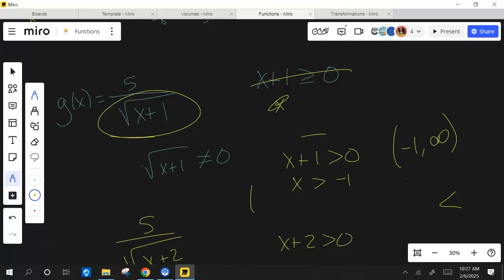It is greater than 0. X plus 1 has got to be greater than 0, not x. Everything under the radical's got to be greater than 0. That's why whenever it's a fraction, it has to be. Square root of x plus 1.